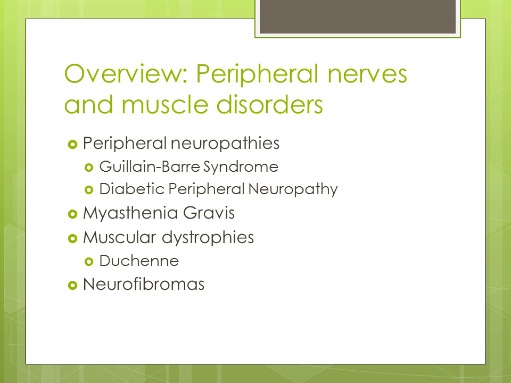And then myasthenia gravis, and we're going to go over muscular dystrophies in general, but I'm going to go slightly more in depth into Duchenne, and I have a couple pictures of that. Duchenne is the most common and the most severe form of the muscular dystrophies, so that's why I'm going to go over that one. And then we'll also talk about neurofibromas.